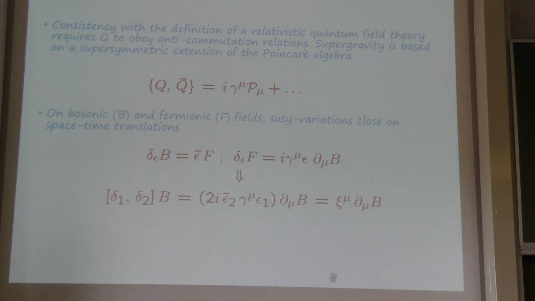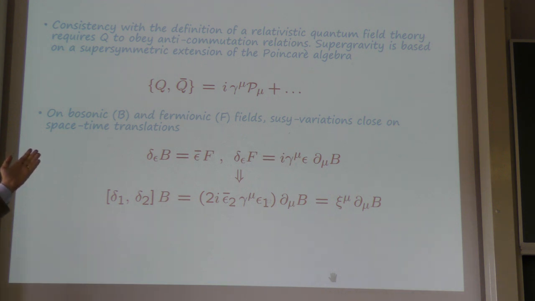Now, consistency of the definition in a relativistic field theory of these generators implies that they should satisfy anti-commutation relations instead of commutation relations. And in particular, in the super Poincaré algebra, which is the one which supergravity is based on, the anti-commutator of two supersymmetry generators closes on space-time translations. The generator of space-time translations is denoted here by P_mu. It is one of the generators of the Poincaré group.